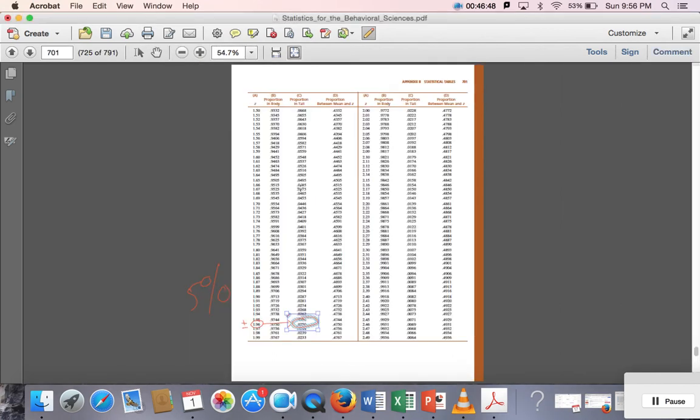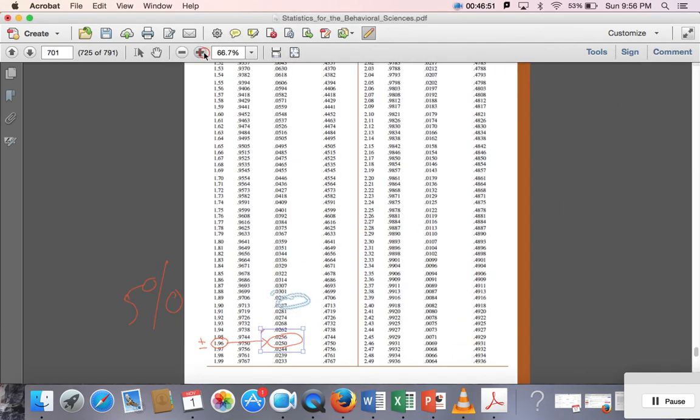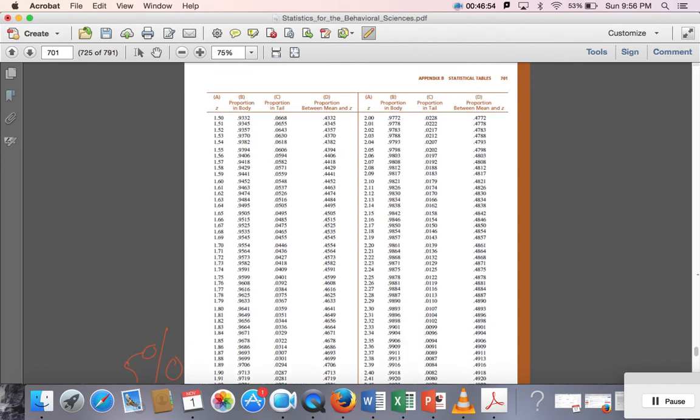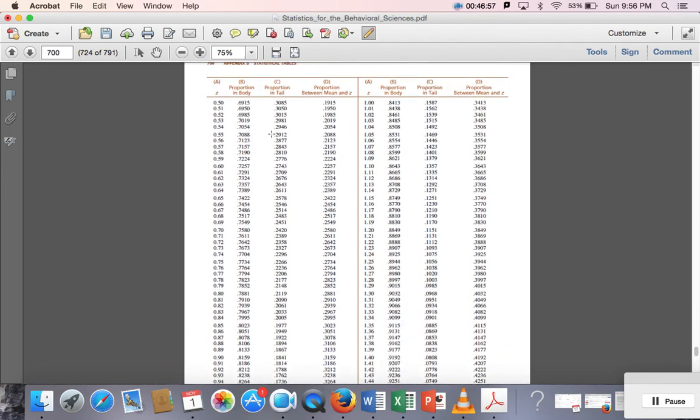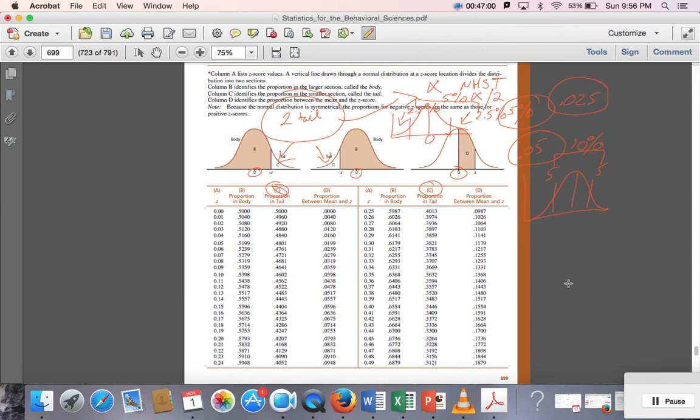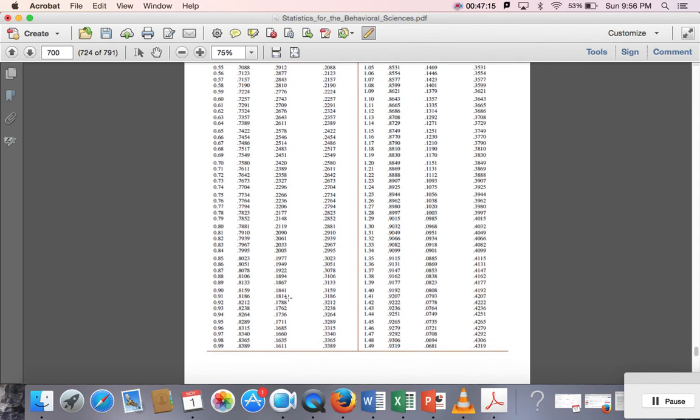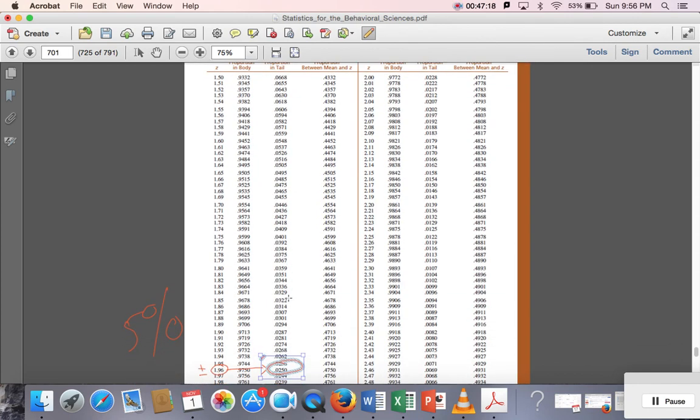So if you wanted to do a one-tailed test and find your critical value, rather than doing your alpha level 0.025, you're going to do your alpha level 0.05, because remember, we only have one tail in this specific example. So I don't have to split my alpha level. In proportion in the tail, I want to find 0.05. I find the value that's closest to 0.05, which is 0.0495, and my critical value is going to be 1.65.